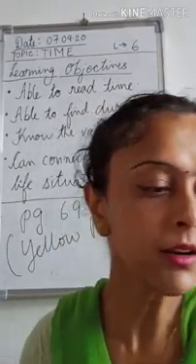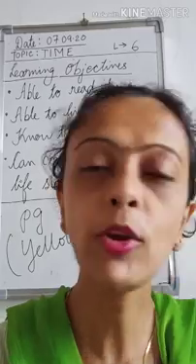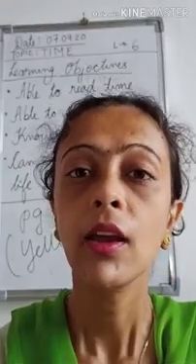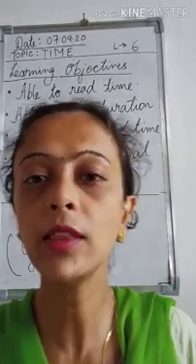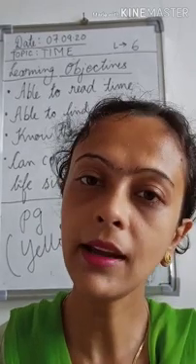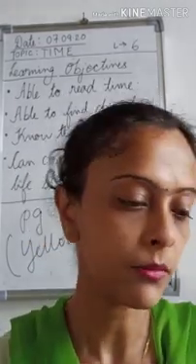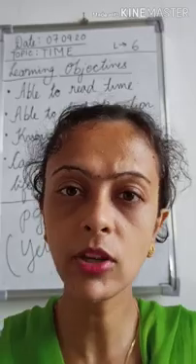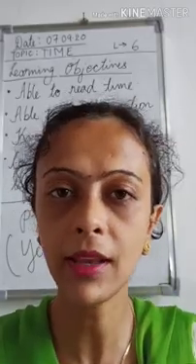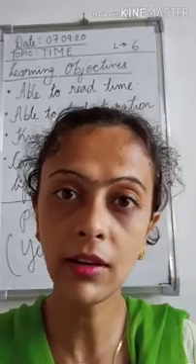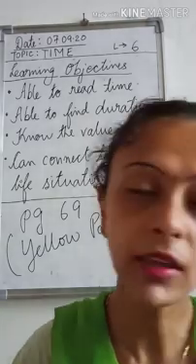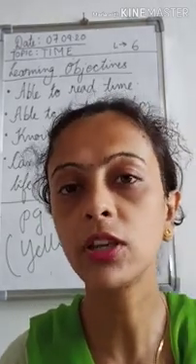What's written there? Duration. How will you find the duration between two activities? You have to subtract the starting time from the ending time. Ending time minus starting time. If you do the subtraction, you will get the duration of the time taken. Now what is written next? End time is equal to start time plus duration.